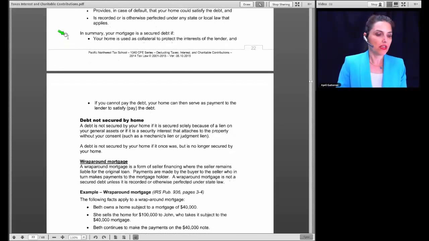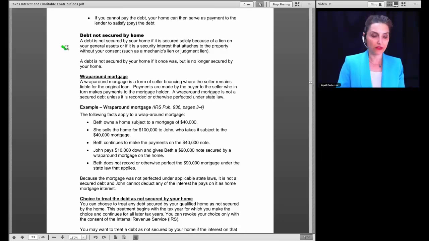So in summary, your mortgage is secured debt if the home is used as collateral to protect the interests of the lender, and if you cannot pay the debt, your home can then serve as payment to the lender to satisfy the debt. So when is debt not considered to be secured by the home?